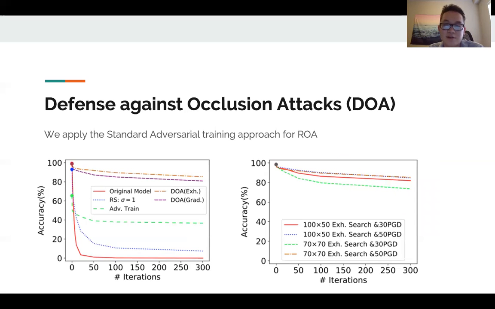Then we introduced the defense against occlusion attacks. We use images with the adversarial rectangle and train deep neural networks on them. We find that our model is much better than the conventional models: adversarial training is this line, and randomized smoothing is this line. We also tried different hyperparameters. For example, we used a square instead of a rectangle, and tried different numbers of projected gradient descent iterations inside the rectangle. We found that most of them also perform very effectively.